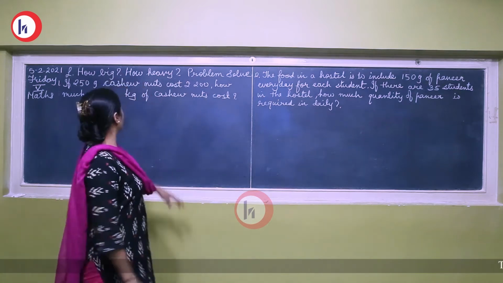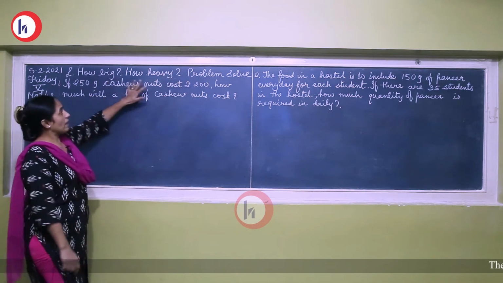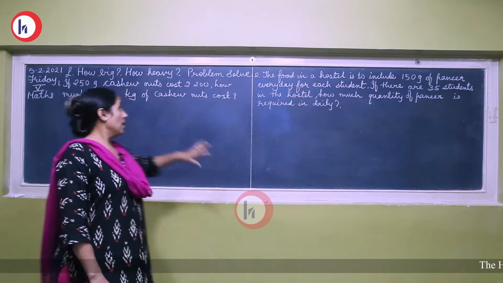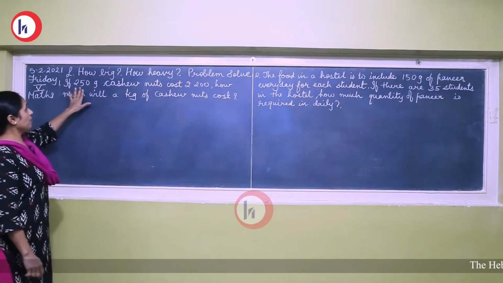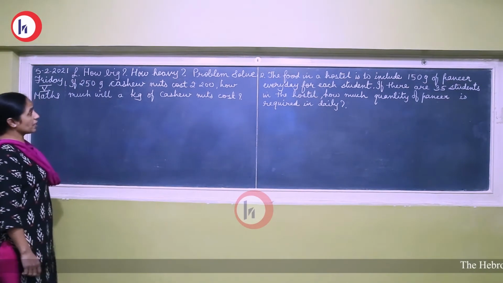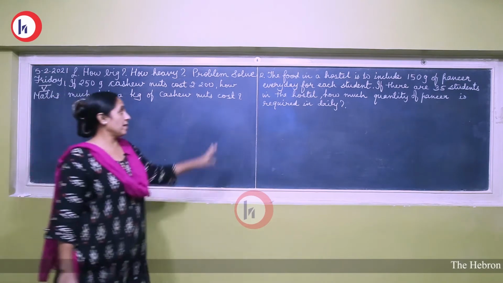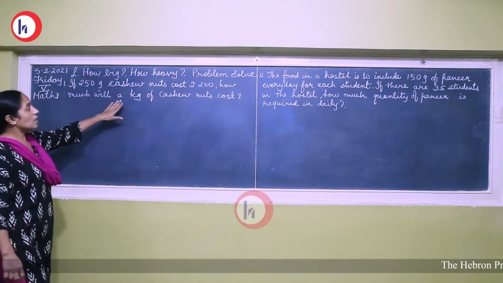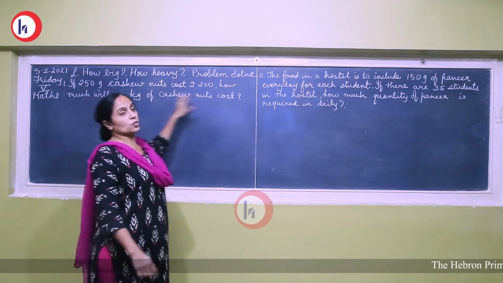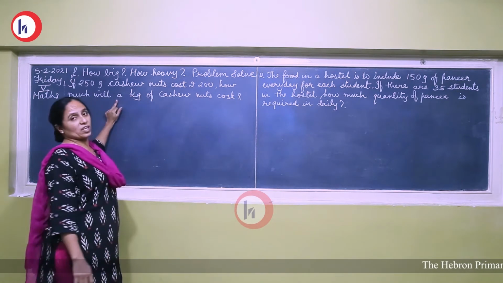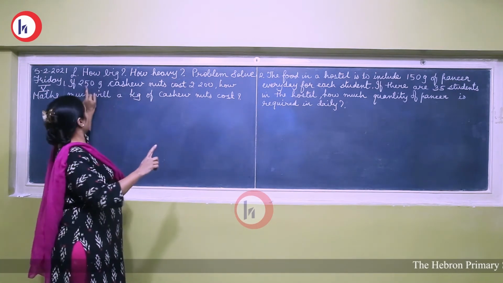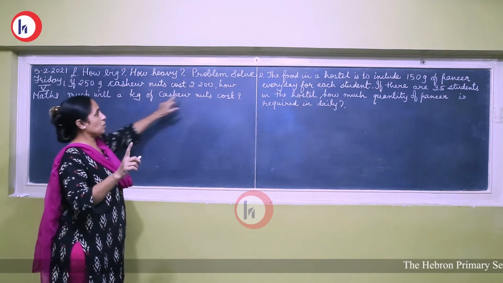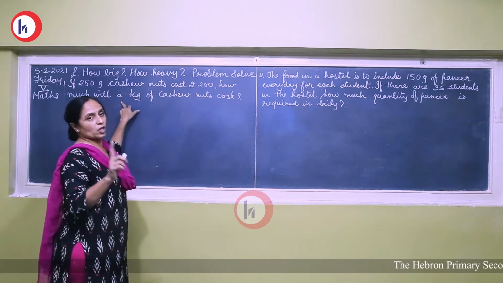Okay, today we are going to do problem solving of lesson number 12, how big and how heavy. Here, come on, number 1. If 250 gram cashew nuts cost rupees 200, how much will a kilogram of cashew nuts cost? Here it is written a kilogram, that means 1 kilogram. 250 gram cashew nuts cost rupees 200. Then what is 1 kilogram of cashew nuts?